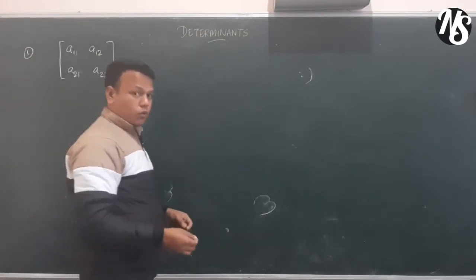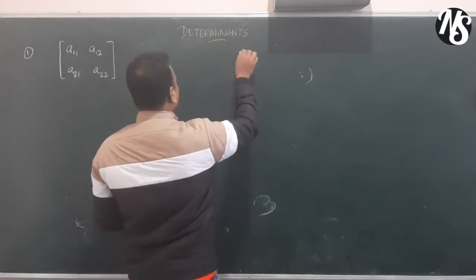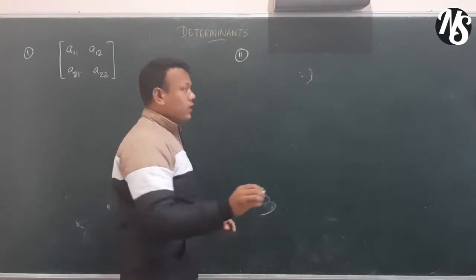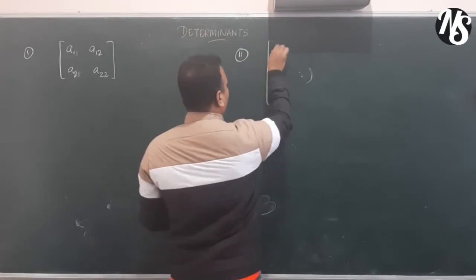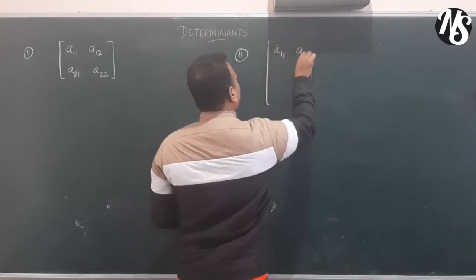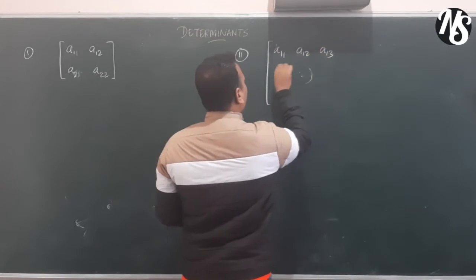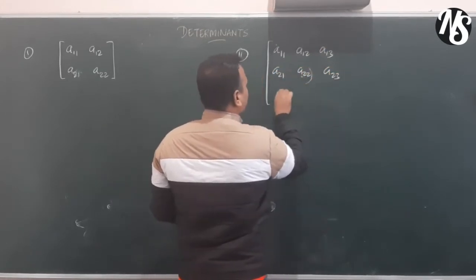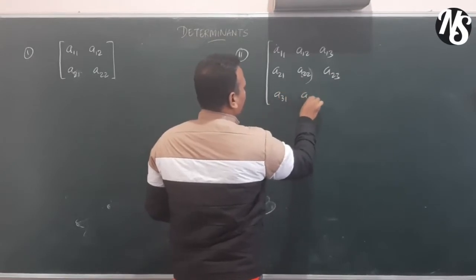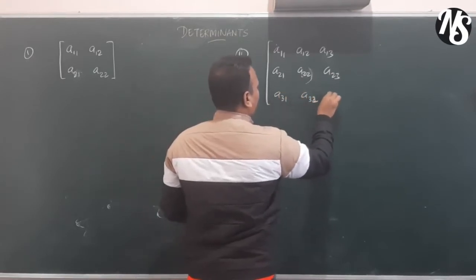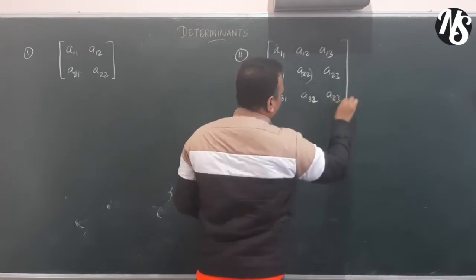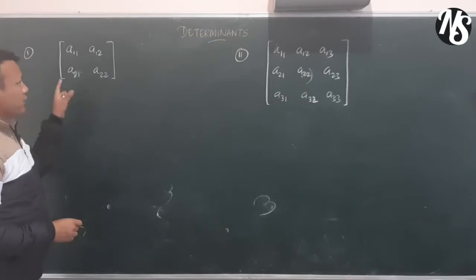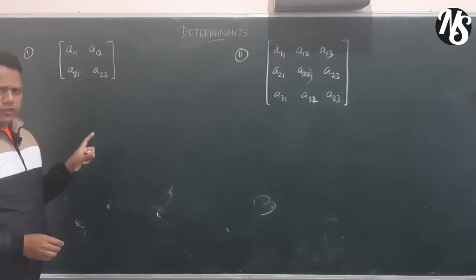And let me take one more matrix, and this time I am going to take a square matrix of order 3. That is, I am taking a 3 cross 3 matrix. So let me take the matrix to be this. So you see here that I've got two different matrices, right?